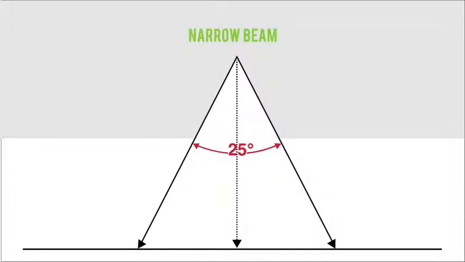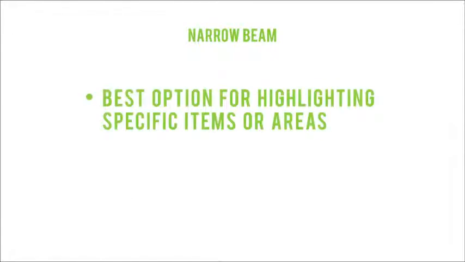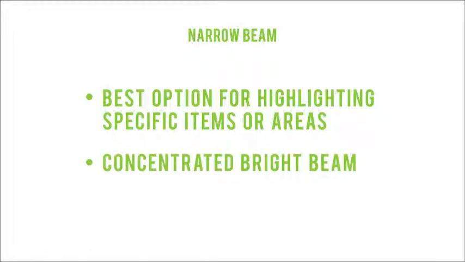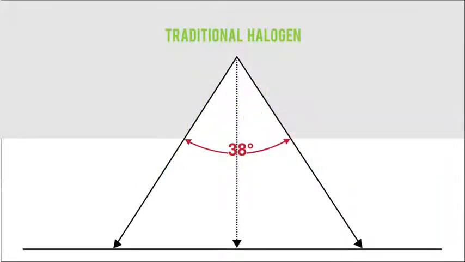A narrow beam of light is considered to be 25 degrees to 40 degrees. This is best used for highlighting specific items or areas, as the light is concentrated in a thin but bright beam. Halogen bulbs typically have a beam angle of 38 degrees.